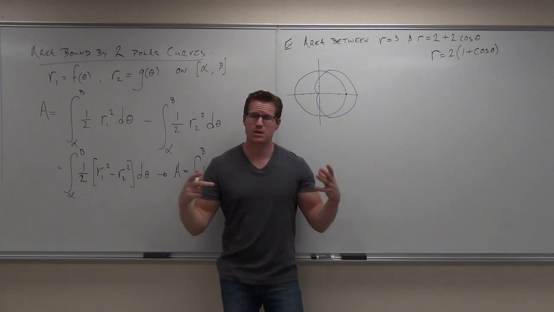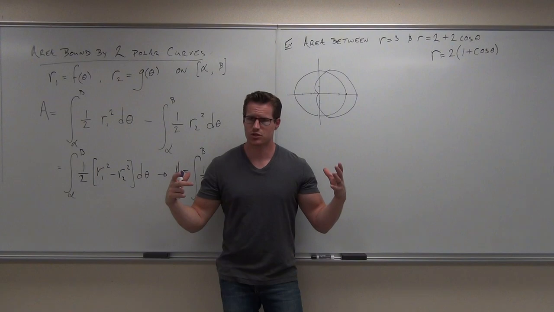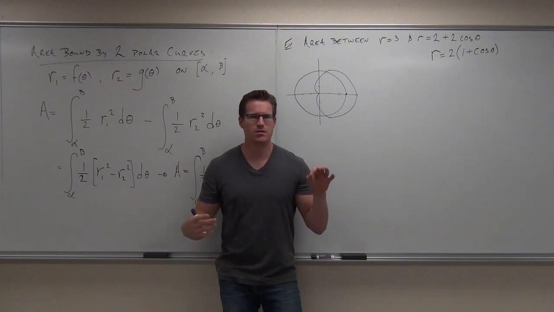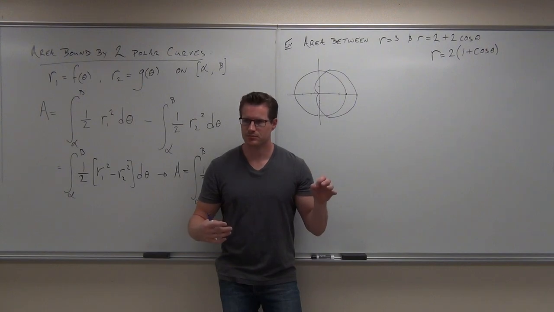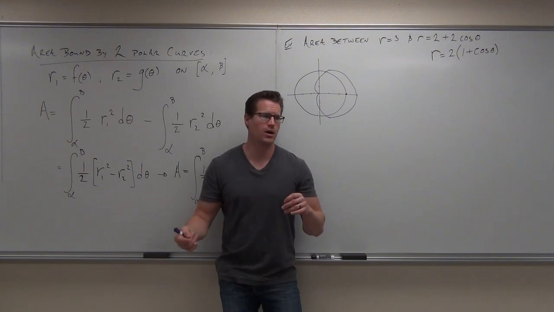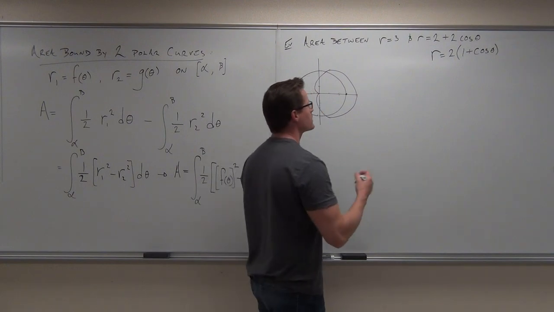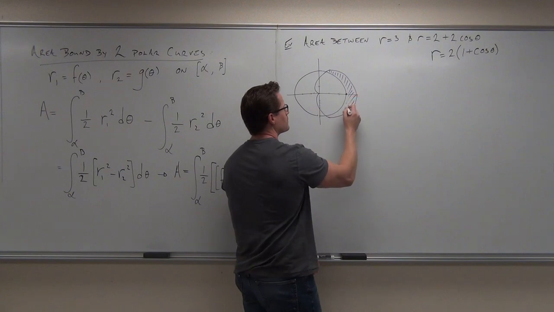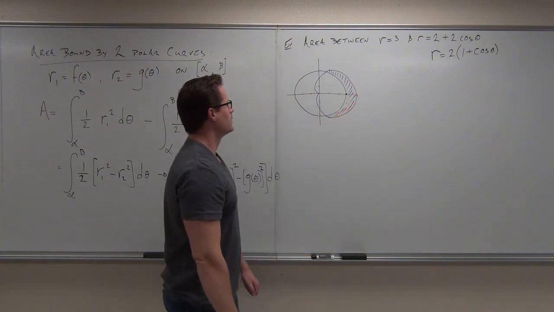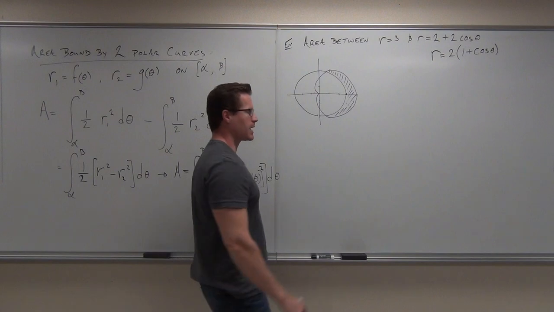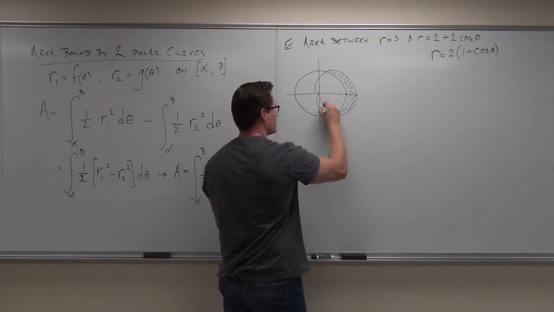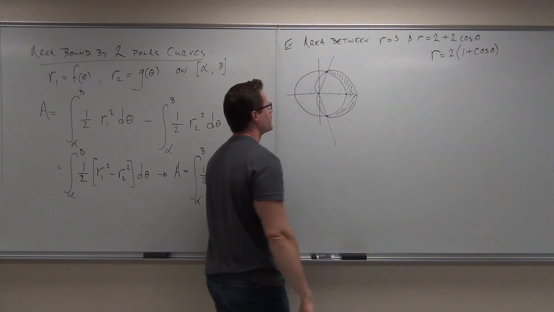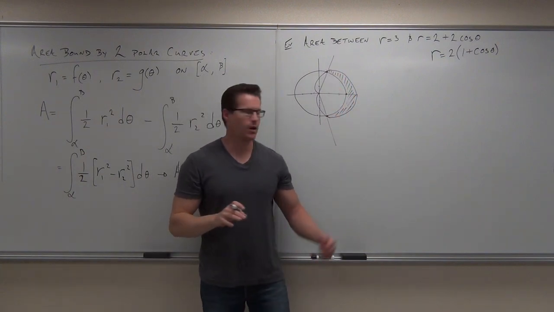So, R equals 3, circle, radius of 3. R equals 2 plus 2 cosine theta. It's a cardioid, just a bigger cardioid. Do you see that these curves are going to intersect? So what we're looking for is the area bound by these curves. The area bound by these curves in this instance that I want to look for is this. Now, these things intersect. They intersect here and here, at those two points. We need to find out what these are.